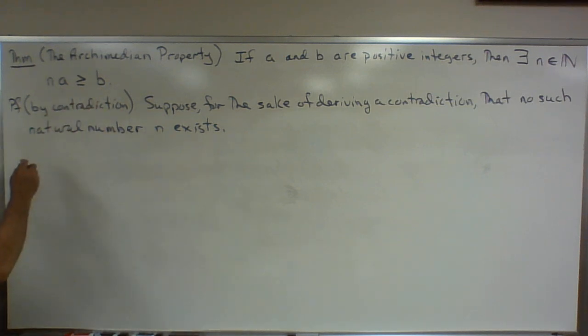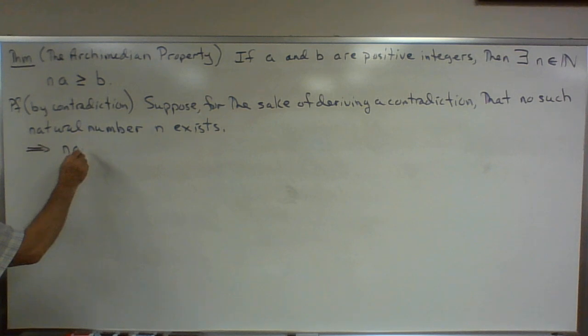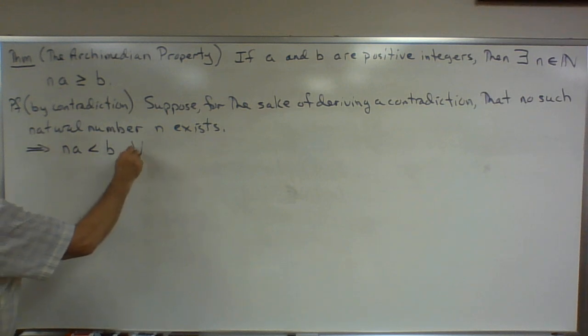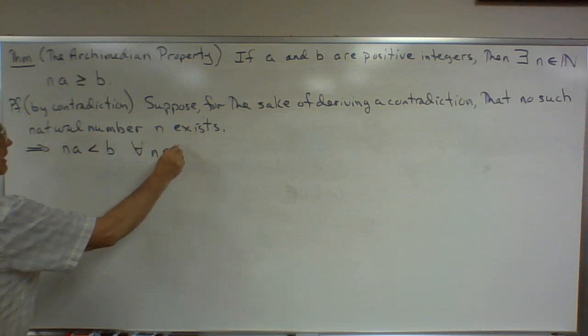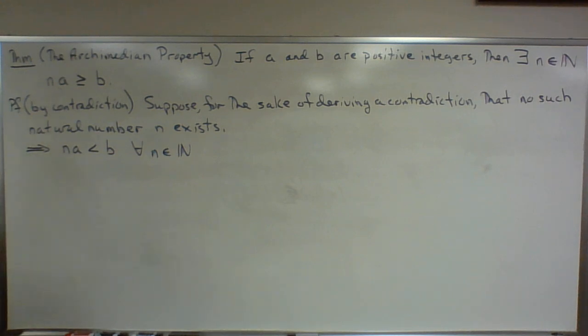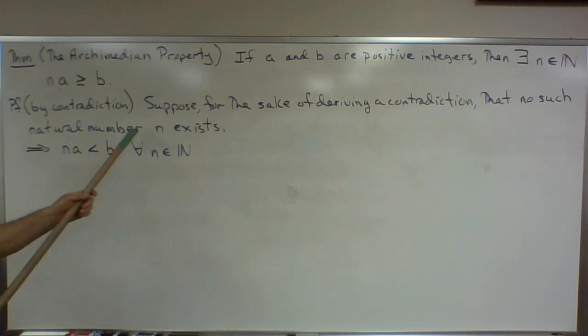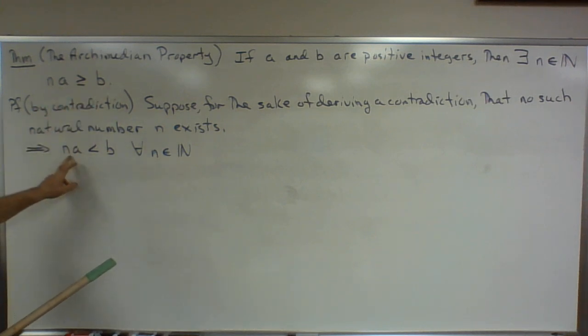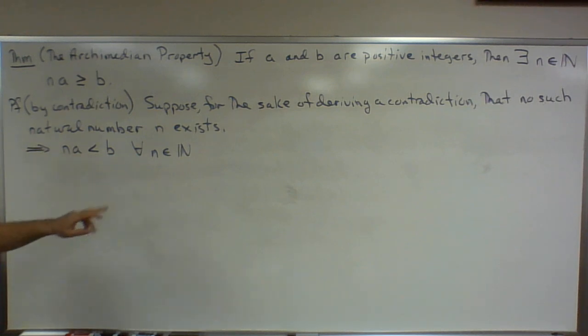Well, that's the same thing as saying that n times a is less than b for all natural numbers n. Okay. So if no such natural number n exists such that n times a is greater than or equal to b, then every time we multiply a by a natural number n, we get something less than b, no matter what that natural number is.